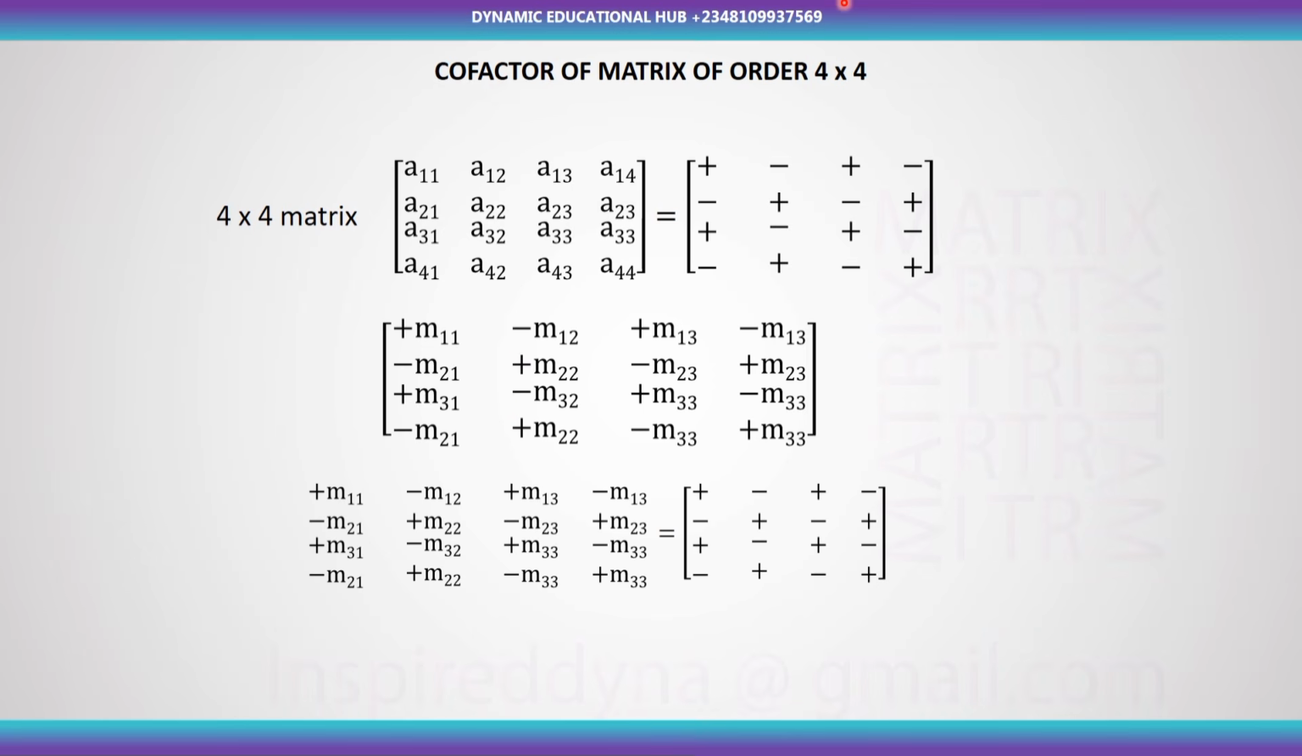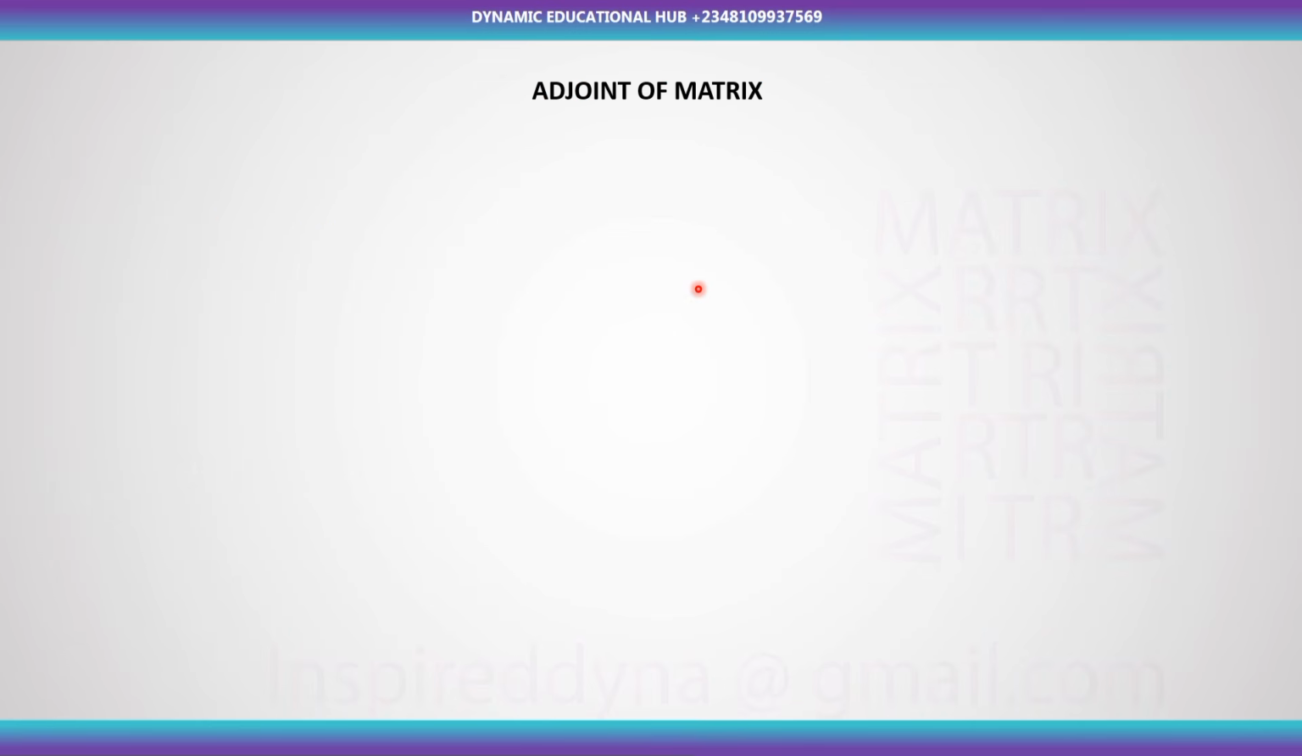For a 4 by 4 matrix, the method is still the same. You have plus, minus, plus, minus, minus, plus, minus, plus, plus, minus, plus, minus, minus, plus, minus, plus. That is what we have here for 4 by 4.